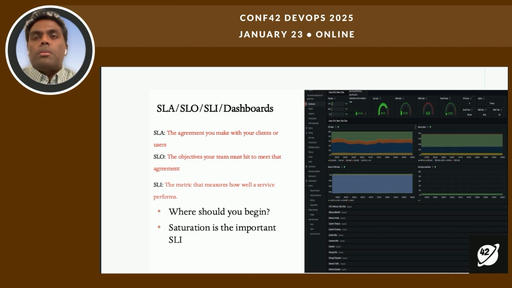Let me discuss a little bit about SLA, SLO, and SLI. I know these are very important parameters in the DevOps world. Let me start with SLI. SLI is basically the metric that measures how well a service performs.